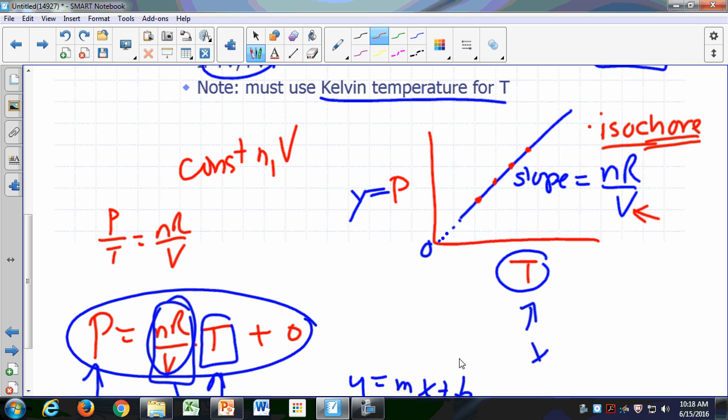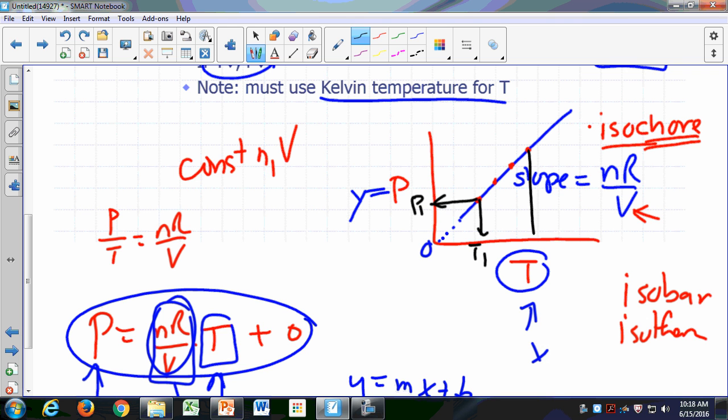So isobar, constant pressure; isotherm, constant temperature; constant volume is isochore. So that means if I had some pressure here, P1 and T1, and I want to know what would be the pressure at T2, then I know that P2 over T2 must be equal to P1 over T1. So any point on this graph will have the same value for P over T.